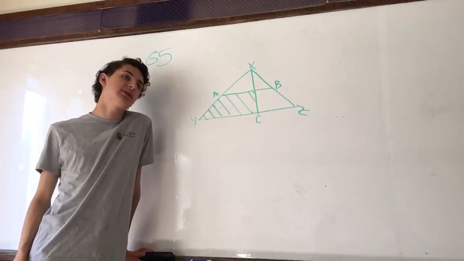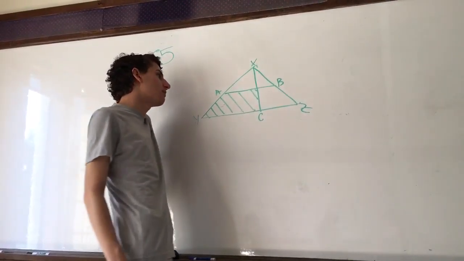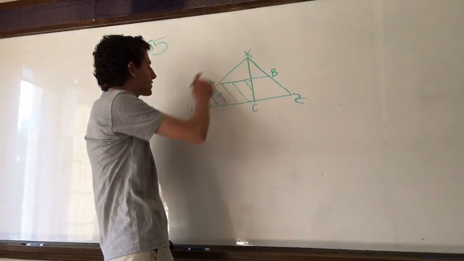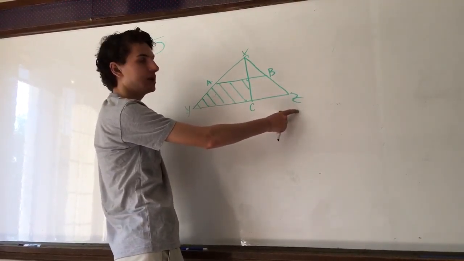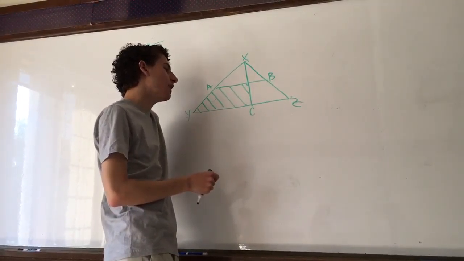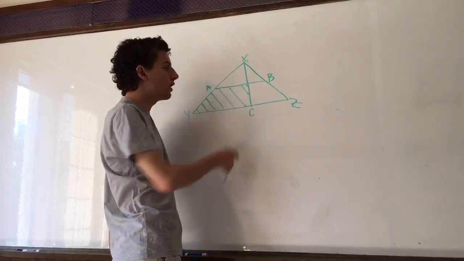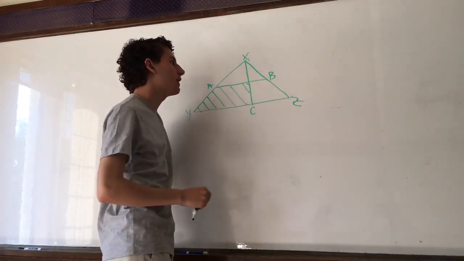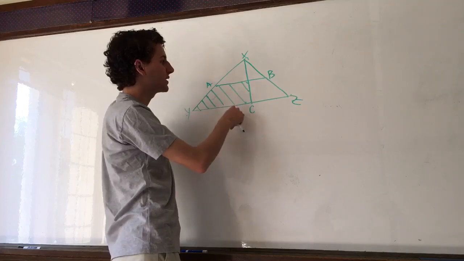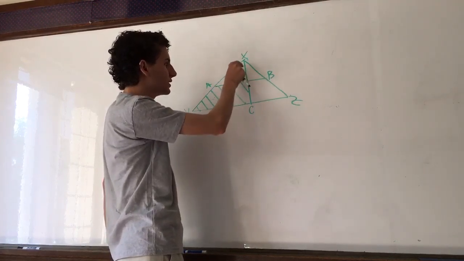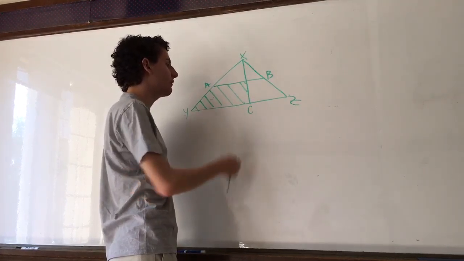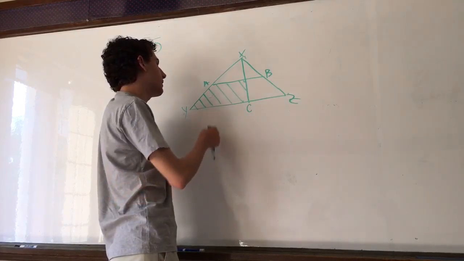Alright, so problem number 65 is a geometry area problem. You're given a triangle XYZ with a few lines drawn in it, and you have to find the area of this one. So the lines inside the triangle are XC and AB. XC is a bisector of XYZ, so it essentially cuts this one in half and goes down to the midpoint.